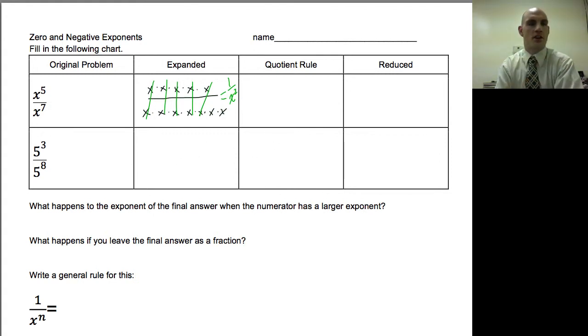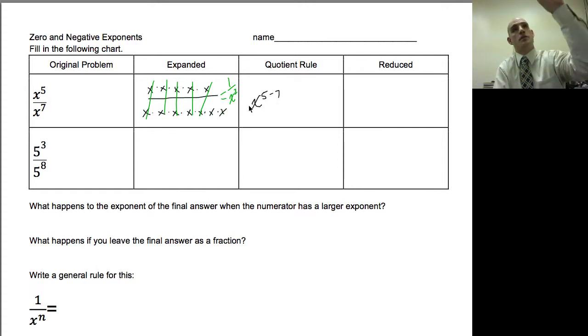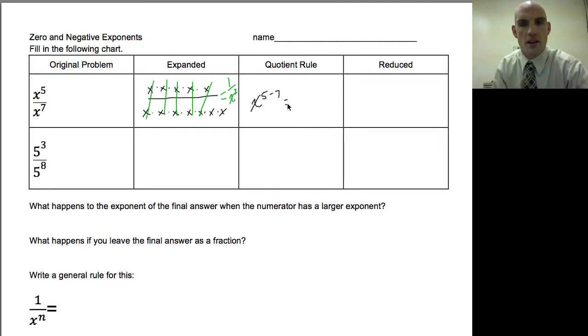If I look at this in terms of the quotient rule, which is what we talked about yesterday, it's going to be the top minus the bottom. So the exponent on the top minus the exponent on the bottom, so x to the 5 minus 7. Well, that's going to give me x to the negative 2. I want you to look at this for a second. If we've got x to the negative 2 when we did the quotient rule, and when we expanded it, we ended up with 1 over x squared, my reduced is going to be both of those put together.